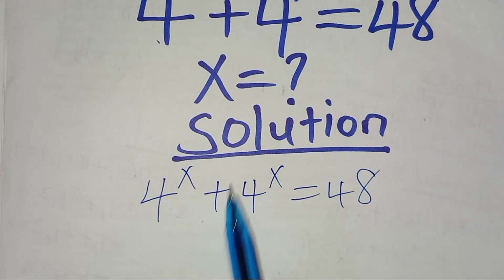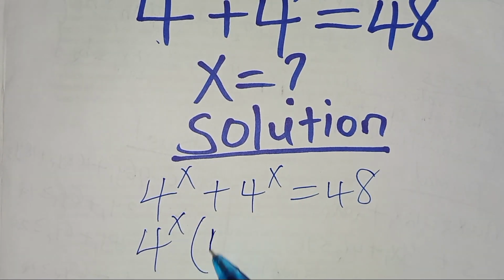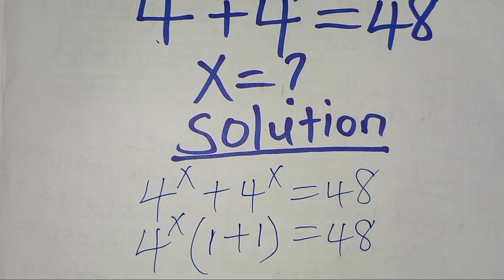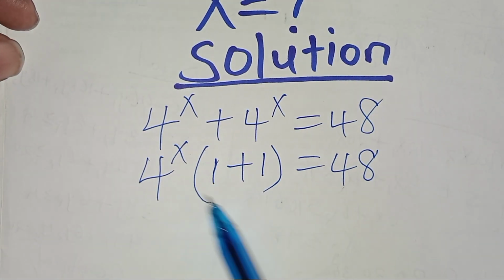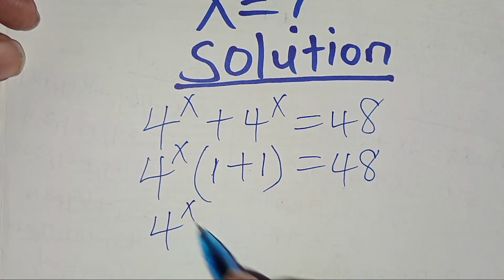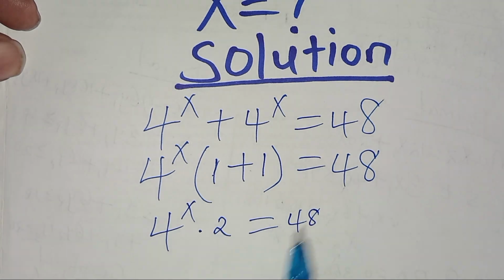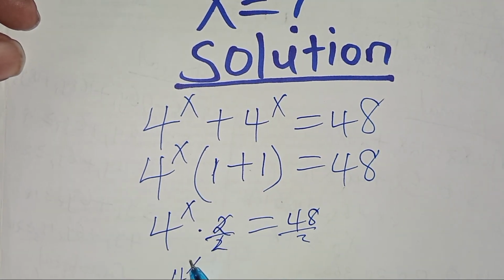Now 4 to power x is common, so we factor out 4 to power x, so that we'll have 1 plus 1 equal to 48. We are seeing that 4 to power x is common here. We factor out 4 to power x, we'll have 1 plus 1, and this is actually equal to 2. This is equal to 48. So we divide both sides by 2, so that now 4 to power x is equal to 24.